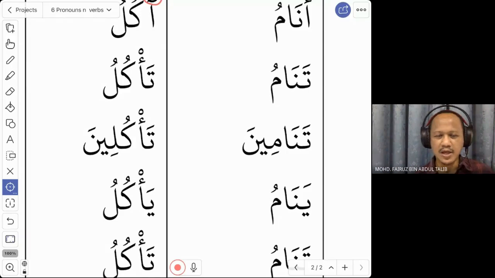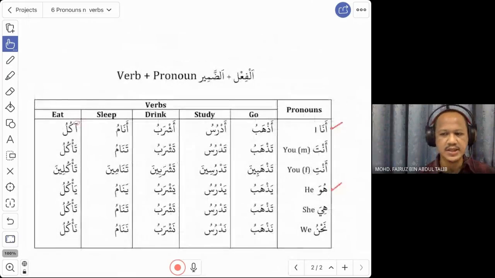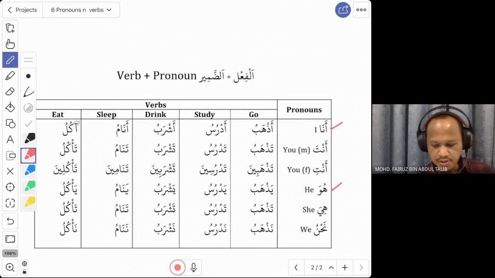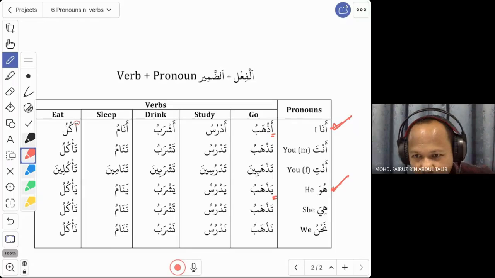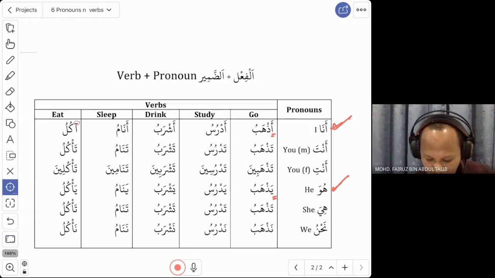Yakulu aruz, he eats rice. Yakulu dajaj, he eats chicken. Alright? So this is for the second one, for huwa. Okay, any questions? Ana, you say a. Huwa, you say ya. And the rest, the verb is similar. Right. Any questions? No? Okay. If there's no question, we go to the third one.